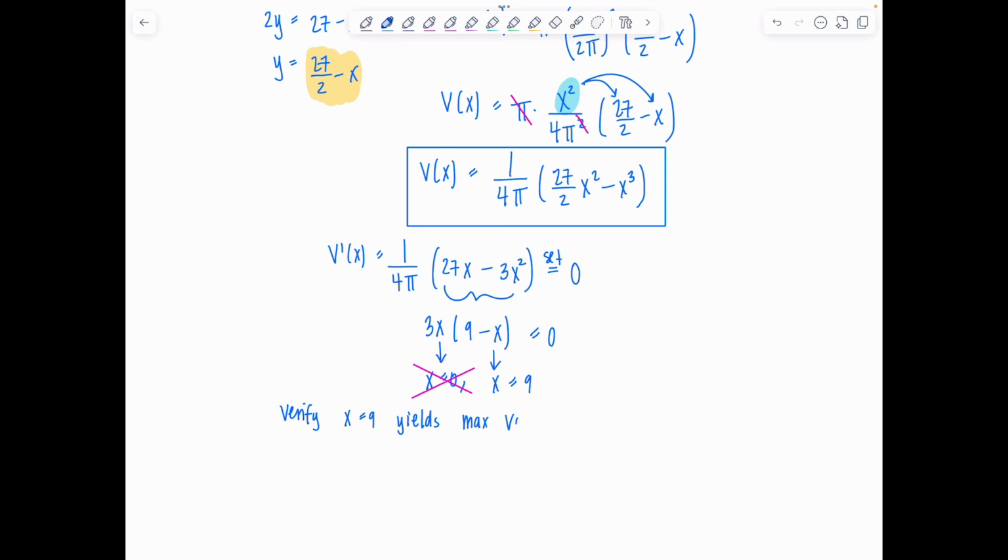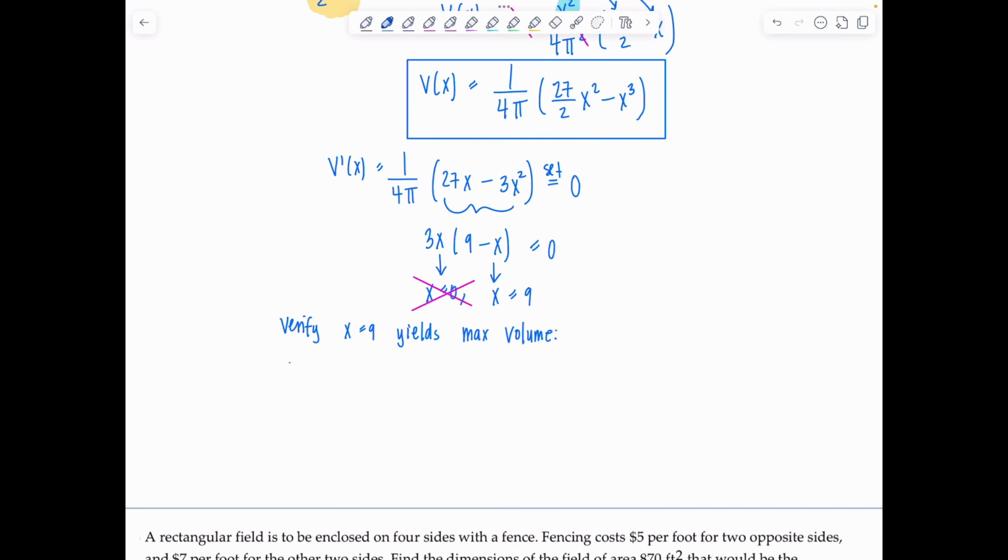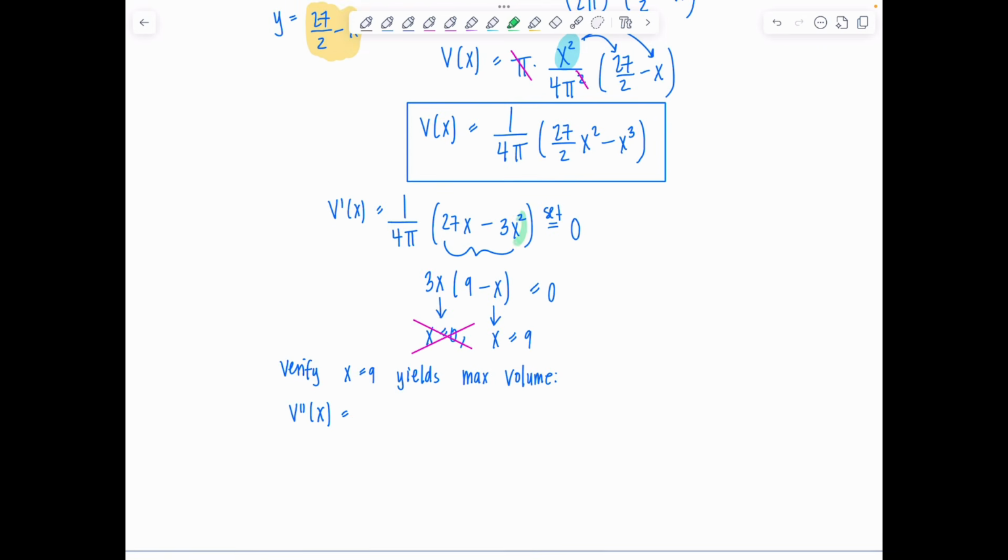And we'll do the second derivative test again. So you're going to find V double prime. So just go up here. 1 over 4 pi just comes along for the ride. Okay, 1 over 4 pi. Derivative of 27x, 27. Derivative of 3x squared, 6x. Very good. Then I'm going to substitute in 9.